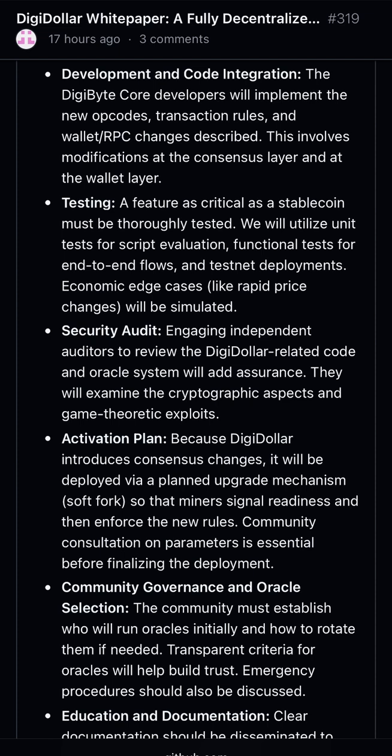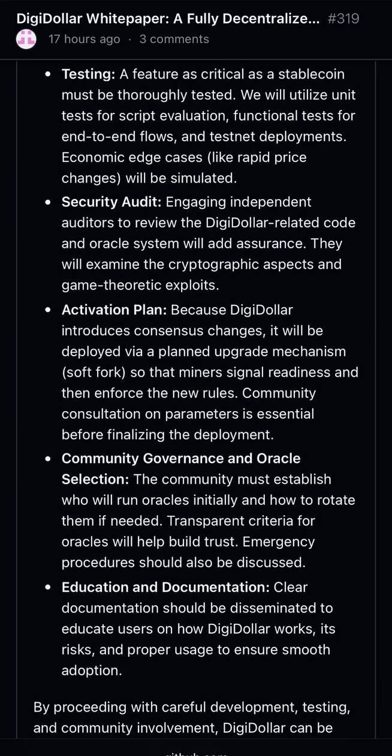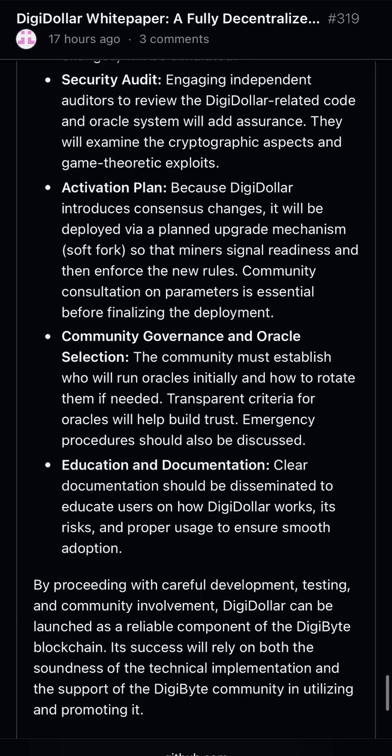This involves modifications at the consensus layer and at the wallet layer. Testing: a feature as critical as a stablecoin must be thoroughly tested. We will utilize unit tests for script evaluation, functional tests for end-to-end flows, and testnet deployments. Economic edge cases, like rapid price changes, will be simulated. Security audit: engaging independent auditors to review the DigiDollar-related code and oracle system will add assurance. They will examine the cryptographic aspects and game-theoretic exploits.